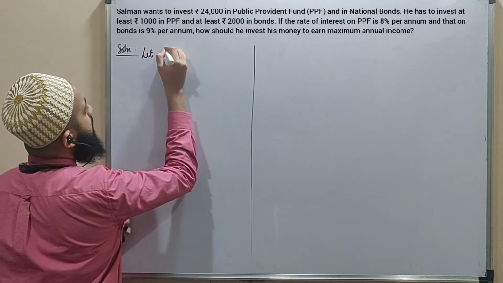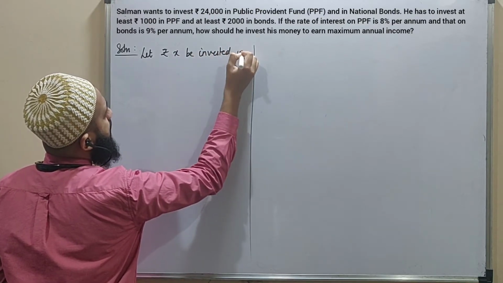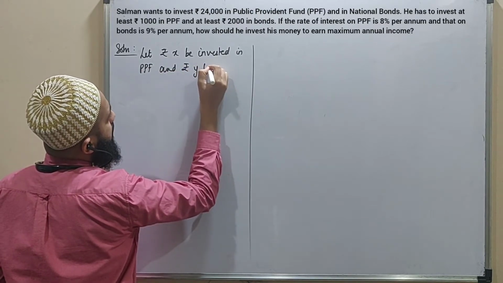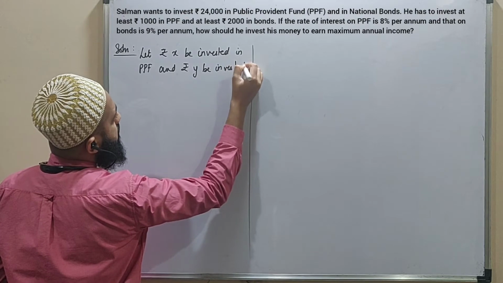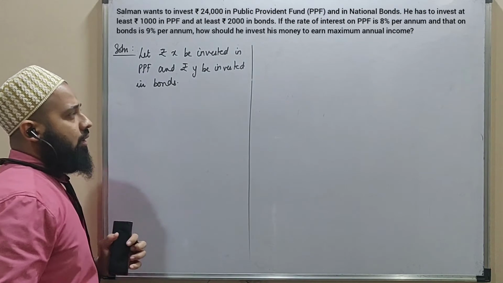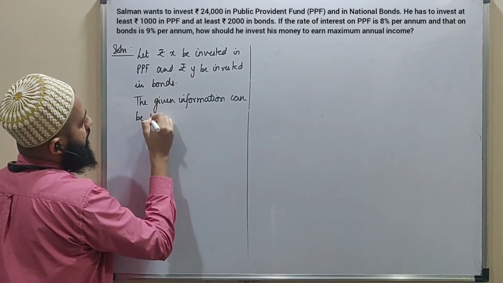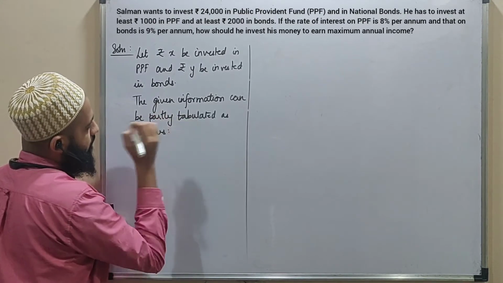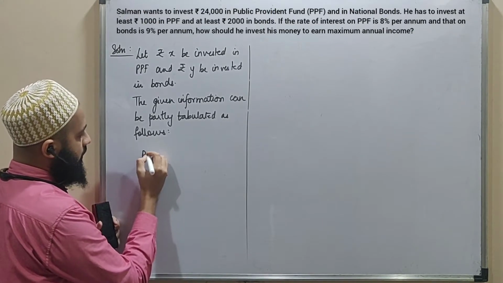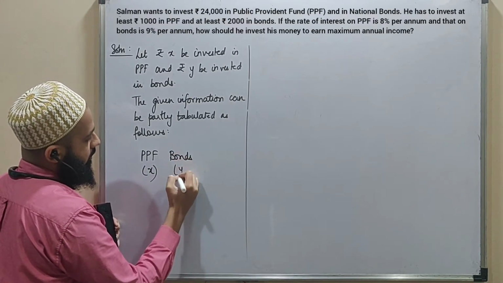So let rupees X be invested in PPF and rupees Y be invested in bonds. Now part of the information can be tabulated. Okay, so the given information partly tabulated. So I'm going to have X invested in PPF. So for PPF I'll be having X here, and for bonds I'll be having Y here.